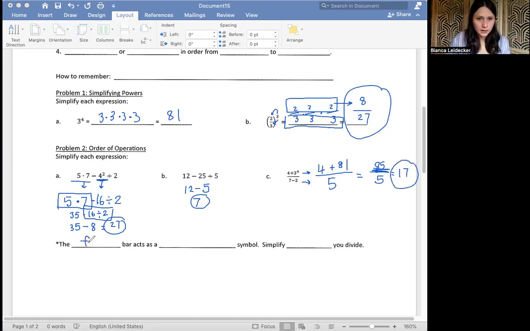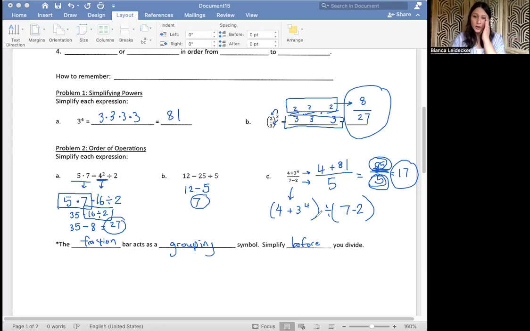Key note here, the fraction bar acts as a grouping symbol. Simplify before you divide. So we did that. We have to simplify everything down to just one term or one number before we divide. We could also look at this as 4 plus 3 to the 4th power divided by parentheses 7 minus 2. That's another way of looking at it.